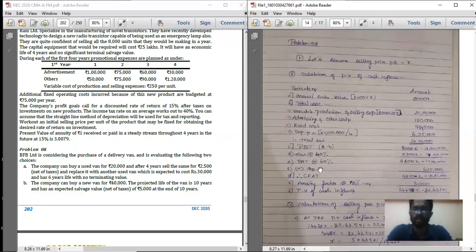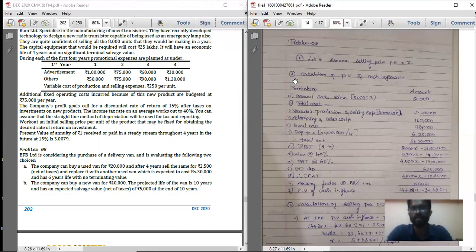So below that, now the next problem. Put the heading Problem Number 7. Below that, point number 1. Let's assume the selling price per unit is equal to X. So we are assuming the selling price per unit is X. If you multiply that X with these 8,000 units, you will get the total sales value, that is 8,000X.